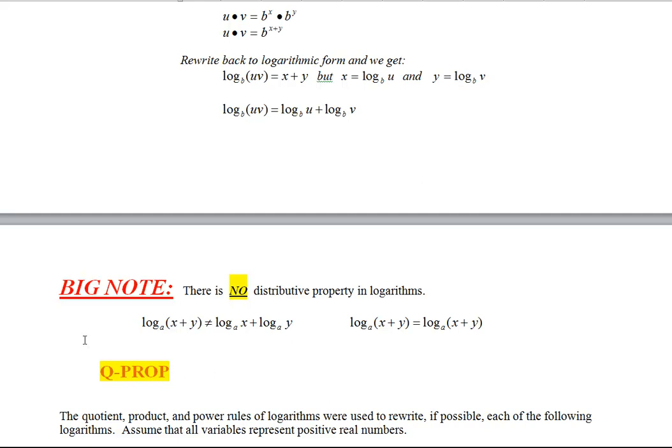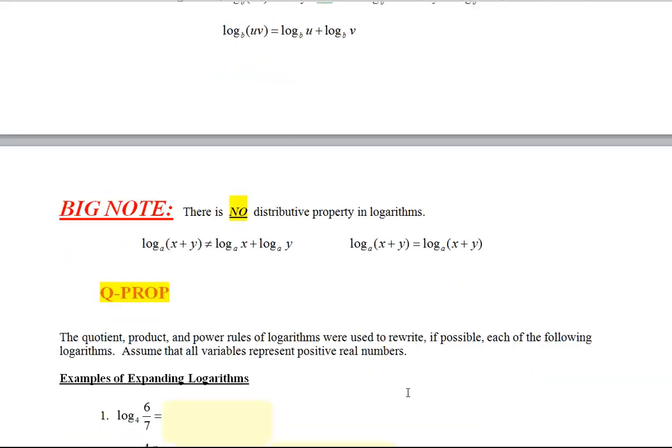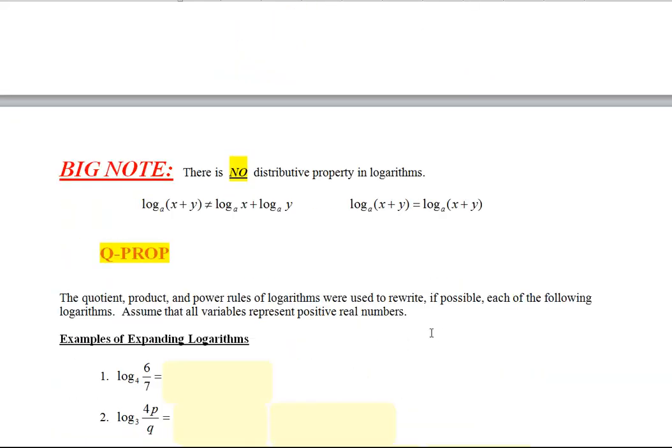Okay? So it says the quotient, product, and power rules of logarithms were used to rewrite, if possible, each of the following logarithms. And I'm going to look at these. Now these are examples of expanding. And when I expand, I go this way. I look for quotients, then I look for products, and then I look for powers. Well, the first problem right here, I see a quotient. Remember, we separate with subtraction. So I'm going to have log 6 base 4 minus log 7 base 4.